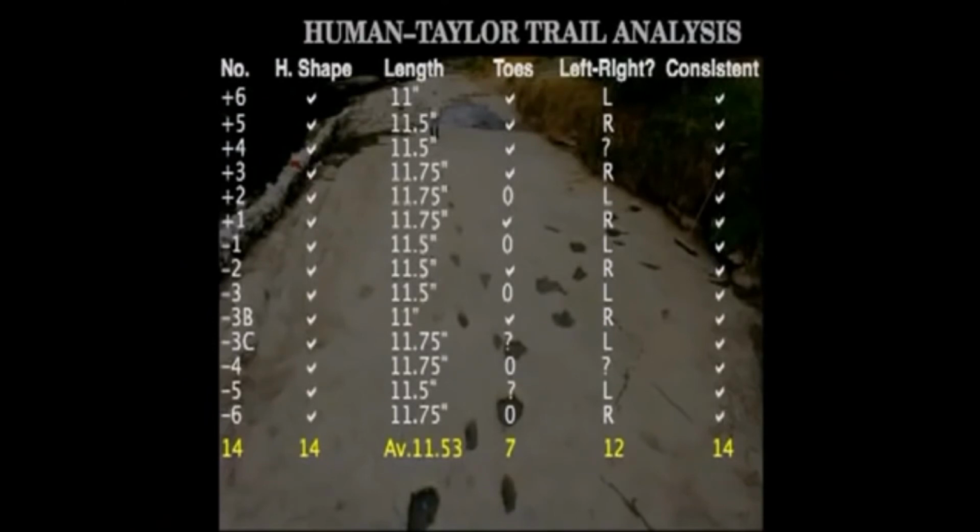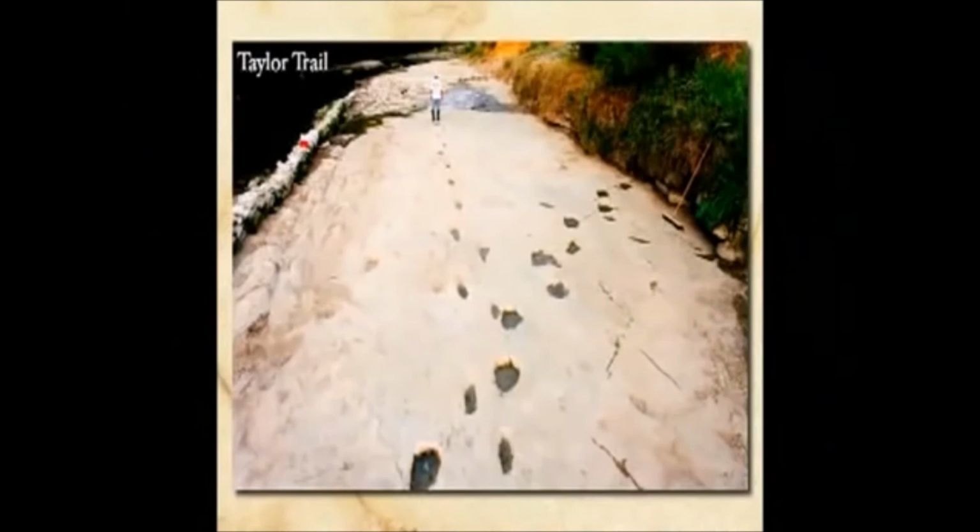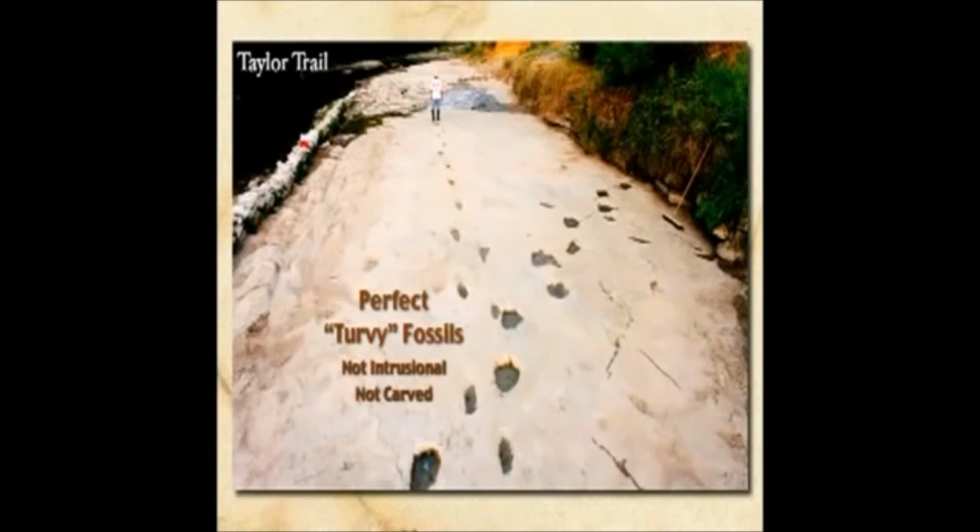Dawkins sits behind his desk at Oxford and says, no way, it's impossible. And we get out and do the work. And I think you can see the difference. This, I think, is the perfect Turvey fossil. You can't fall down a crack, intrusionally bury them. They can't be carved. They were excavated from under the overburden. It's not erosion. You got 14 in a right-left pattern.